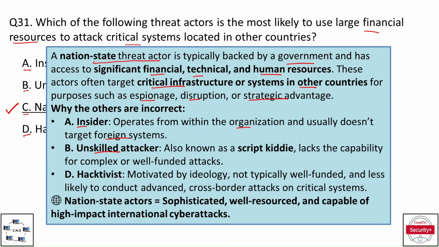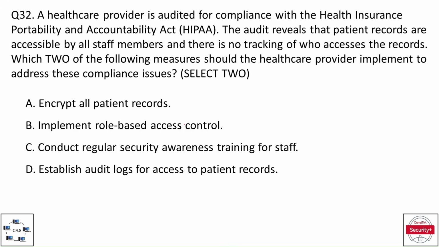Option B, unskilled attacker, also known as a script kiddie, lacks the capability for complex or well-funded attacks. And option D, hacktivist, is motivated by ideology, not typically well-funded and less likely to conduct advanced cross-border attacks on critical systems. So, nation state actors are sophisticated, well resourced, and capable of high impact international cyber attacks.